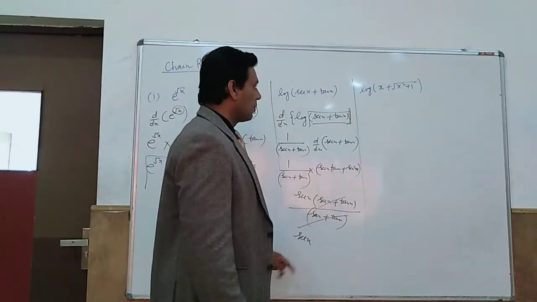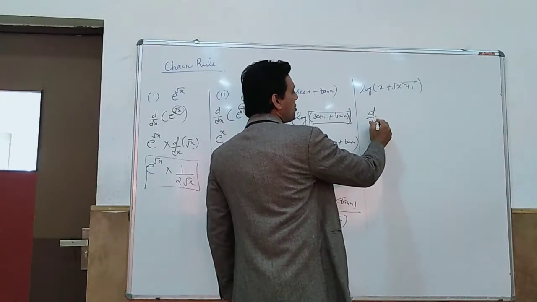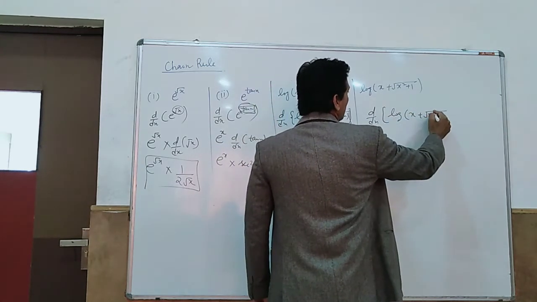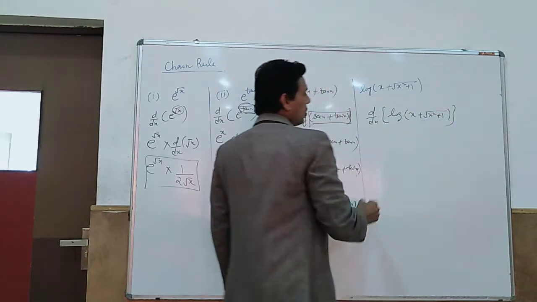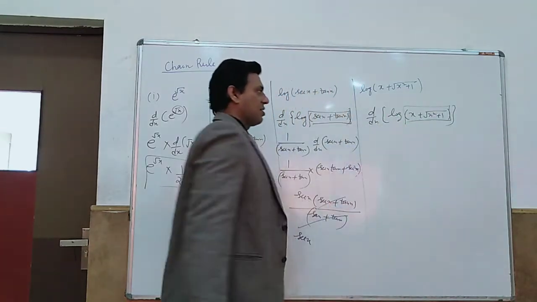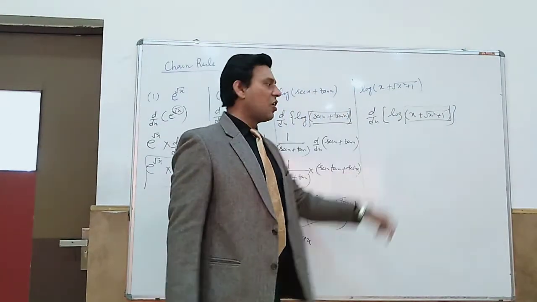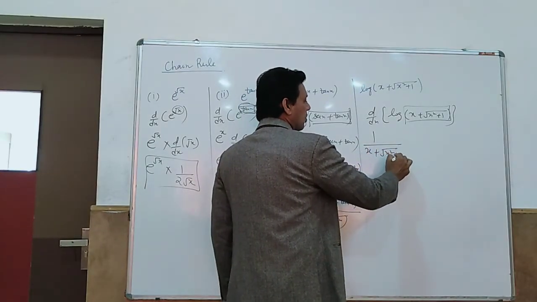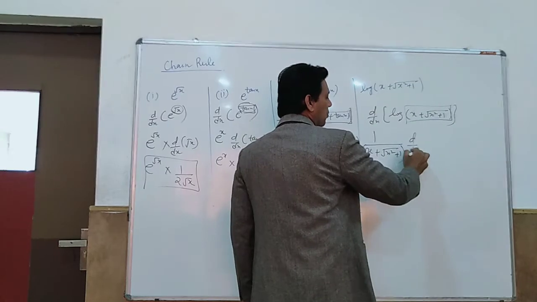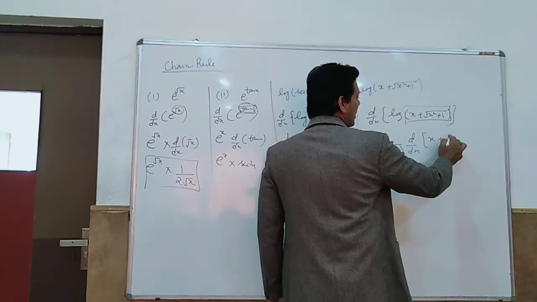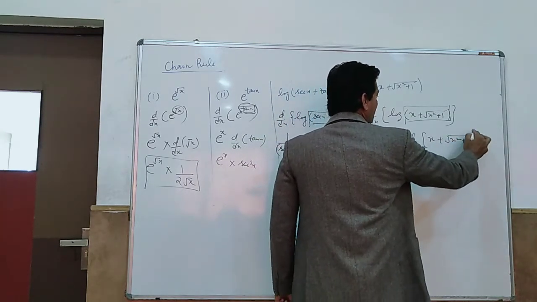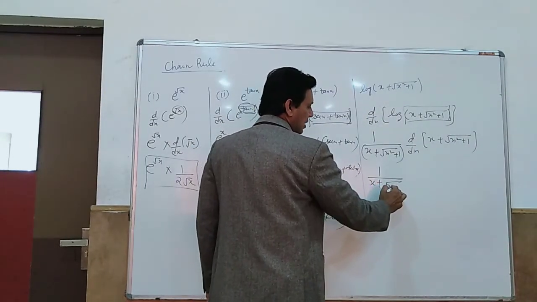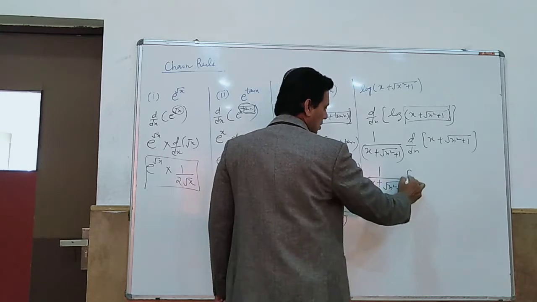Now come to this question, you have to differentiate log of x plus under root x square plus 1. Treat it like x. What will be the differentiation of log x? It will be 1 upon x. So put it, but obviously it is not x, so you have to differentiate this again. So 1 upon x plus under root x square plus 1.